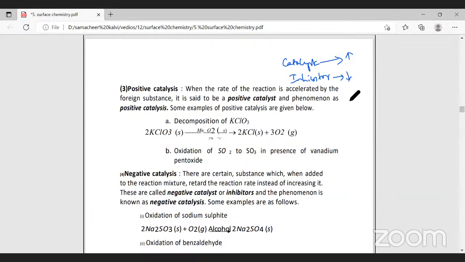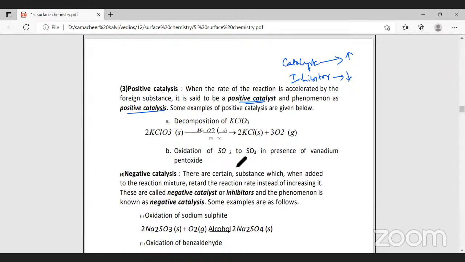When the rate of a reaction is increased by a foreign substance, it is said to be a positive catalyst, and the phenomenon is known as positive catalysis. For example, the decomposition of potassium chlorate. Potassium chlorate is a solid. When you heat it to 270 degrees in the presence of manganese dioxide, the decomposition of potassium chlorate will increase. Therefore, this reaction is called positive catalysis.